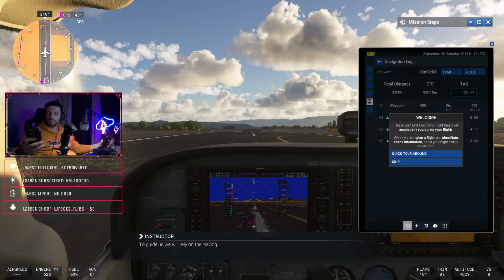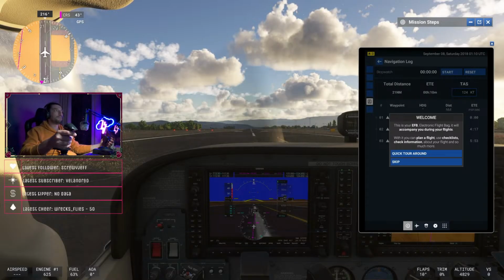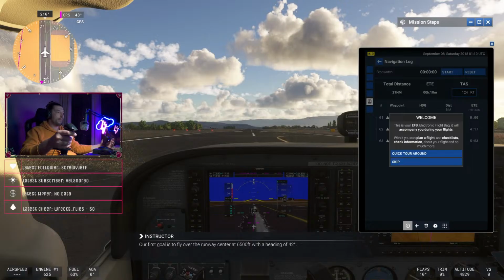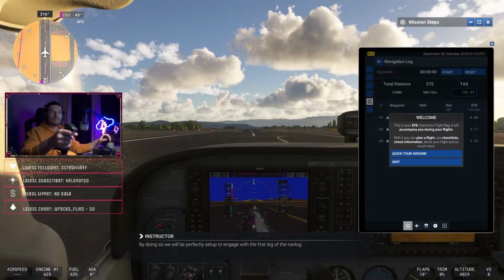To guide us, we will rely on a navlog. It references the different legs to complete to reach our final destination. Our first goal is to fly over the runway center at 6,500 feet with a heading of 42 degrees. By doing so, we will be perfectly set up to engage with the first leg of the navlog.